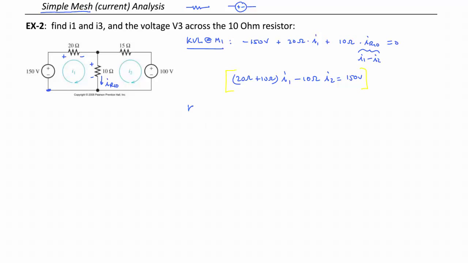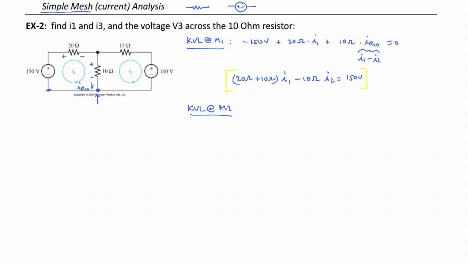And now let's do KVL at the second mesh. Here, I'm going to start again at the bottom left corner, and right away I encounter this 10 ohm resistor. Now, in this case, I had already labeled IR10 pointing down. Now I could do that. I could say minus 10 ohms times IR10. What I would rather do is now relabel the voltage across here.